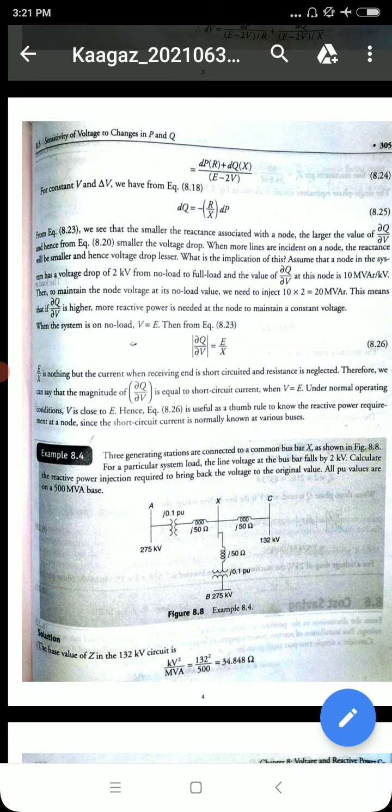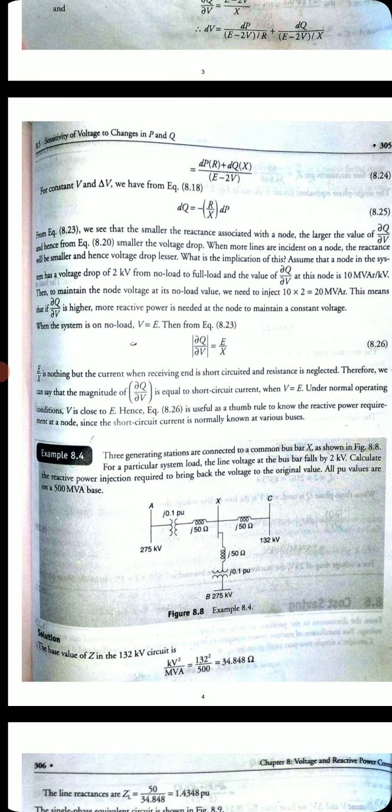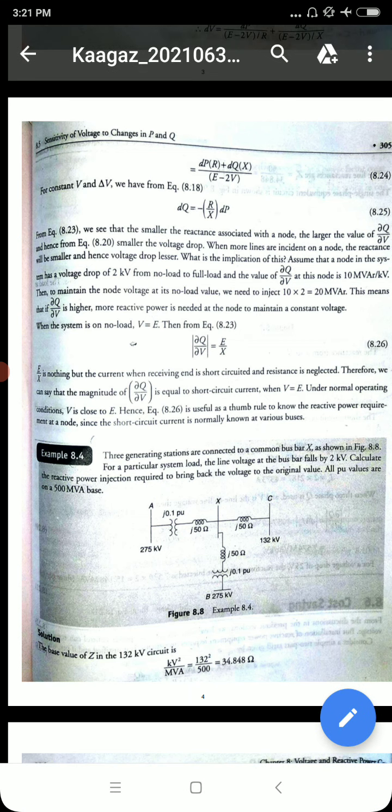So what is the implication of this? Assume that a node in the system has a drop of 2 kilovolt from no load to full load, and the value of ∂Q/∂V at this node is 10 MVAr per kilovolt. Then to maintain the node voltage at its no load value, we need to inject 10 into 2, that is 20 MVAr. This means if ∂Q/∂V is higher, more reactive power is needed at the node to maintain a constant voltage.